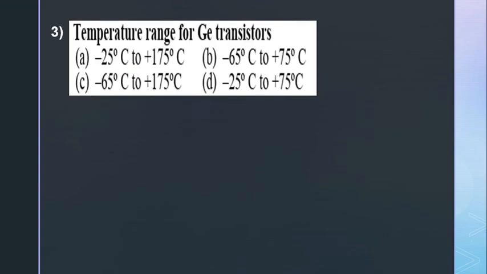The next question, temperature range of germanium transistors. The correct option will be option B, minus 65 degrees Celsius to plus 75 degrees Celsius. In the temperature range of germanium and silicon, for germanium it will be minus 60 degrees Celsius to plus 75 degrees Celsius. This is very important, plus 75 degrees Celsius. And for silicon it is minus 60 degrees Celsius to plus 175 degrees Celsius. This is also very important.